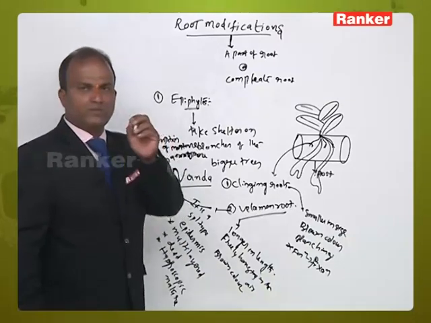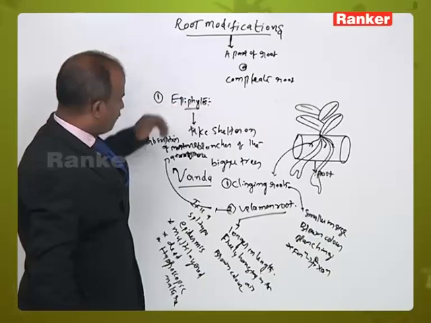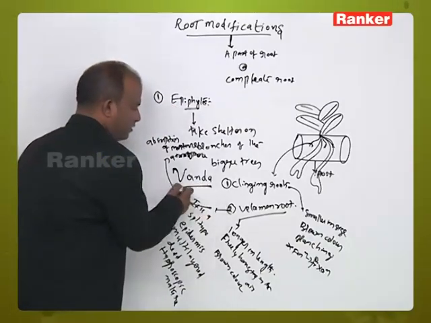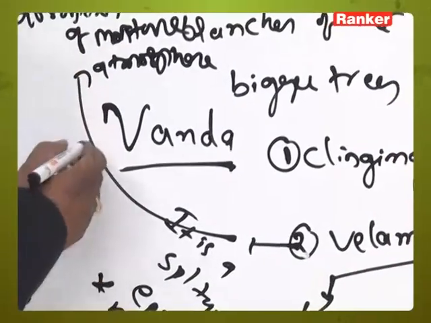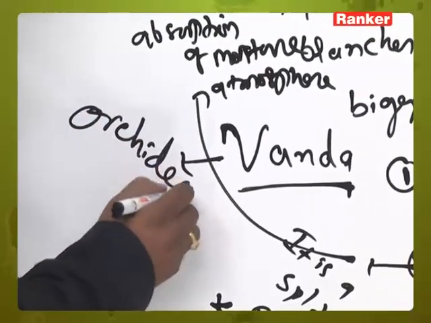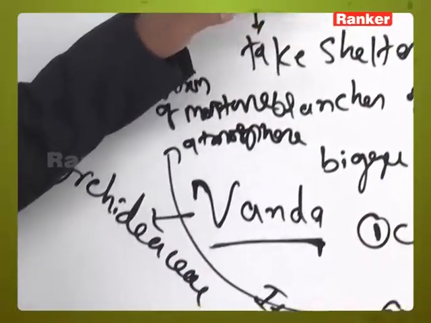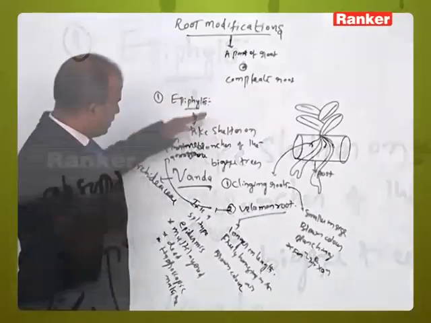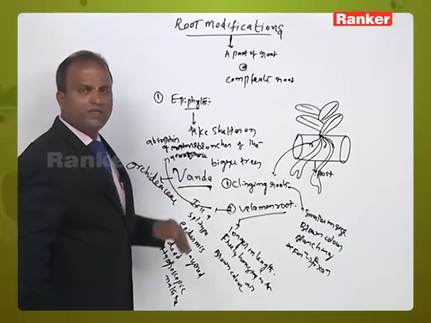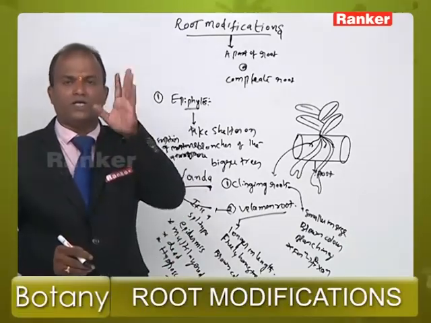Now once again I am explaining what epiphytes are. What is the example for an epiphyte? That is Vanda. It belongs to the Orchidaceae family. Where is this epiphyte Vanda grown? It is mainly grown in evergreen forests.